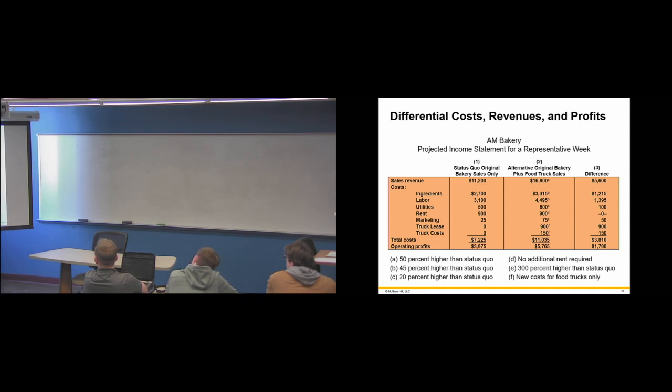Sales revenue from selling your baked goods, all the costs associated with that: ingredients, labor, utilities, rent, marketing, leasing a truck. Truck lease and truck costs are not going to be in the bakery. That's what he's anticipating he'll have to add as far as expenses when he adds the food truck, right? Total cost, and then operating profit. So this is for 1 week, okay? That's an average week. So now he's like, okay, I gotta project, I gotta try to estimate what my income will be if I add a food truck.